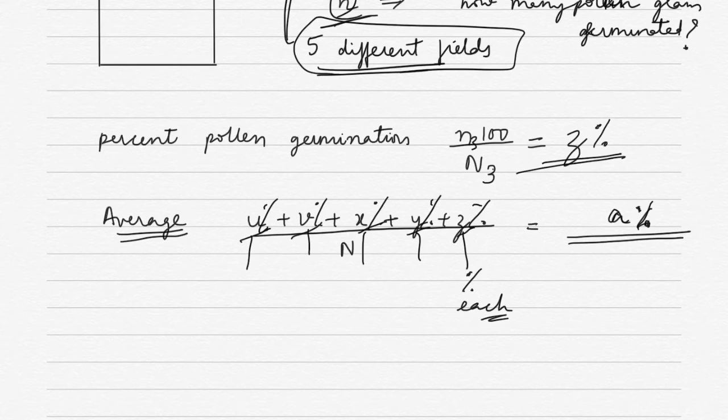I am going to repeat this again. We are going to do the same thing 5 times and take the average. Every time, we count the number of pollen grains germinated divided by the total number of pollen grains into 100, which gives us a percentage. We get 5 different percentages because we are doing it at 5 different fields, and then we take the average to get, let's say, a%.